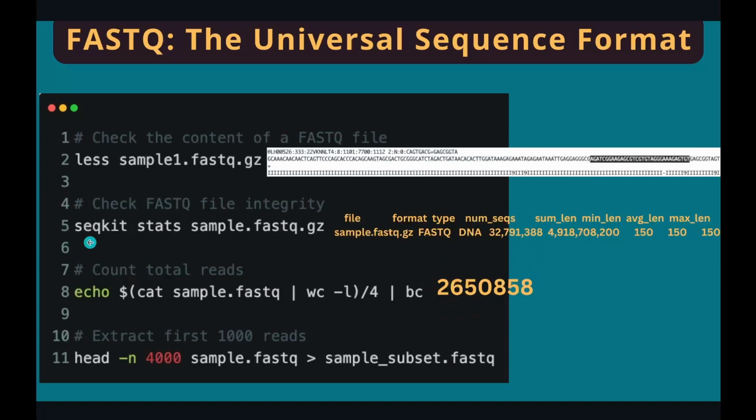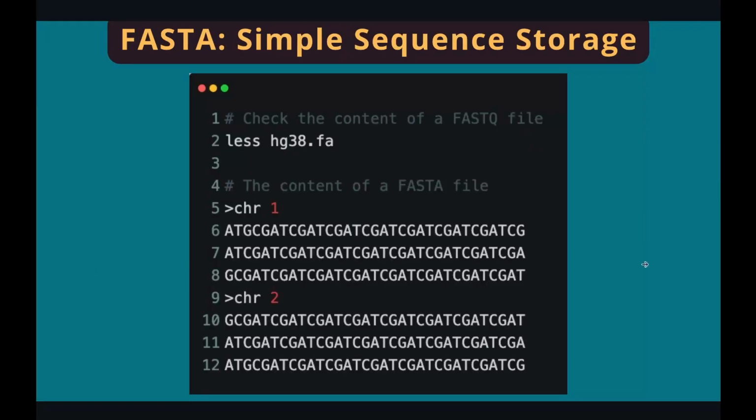But if you use seqkit, you don't have to calculate the read numbers by yourself. It already shows you number of seqs. So lastly, you can actually extract the first 4,000 lines in your FASTQ file and save it into a subset FASTQ file. Next is the FASTA format, which is used to store sequences, especially for genomes.